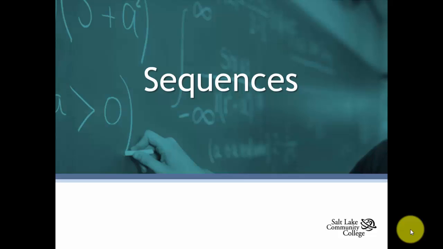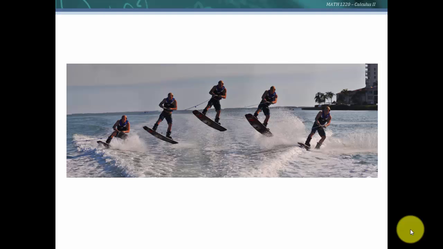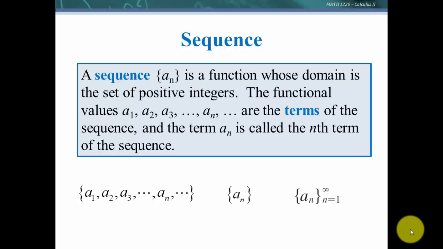Let's talk about sequences. If we have something that is changing, it could be changing continuously, but if we look at discrete increments of time, we see this sequential picture here. Here's another example. We're just looking at this at discrete increments. Well, that's like a sequence. A sequence is a function whose domain is the set of positive integers.